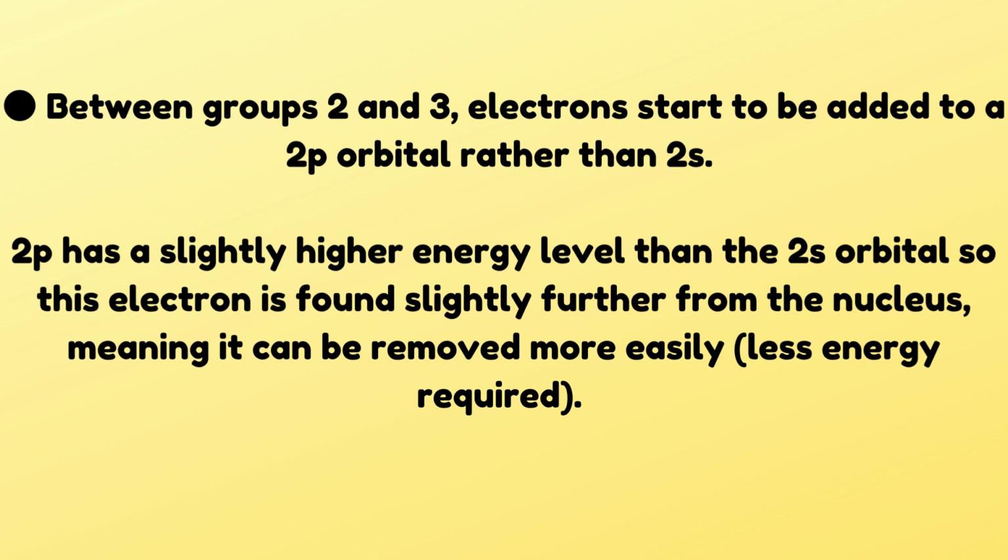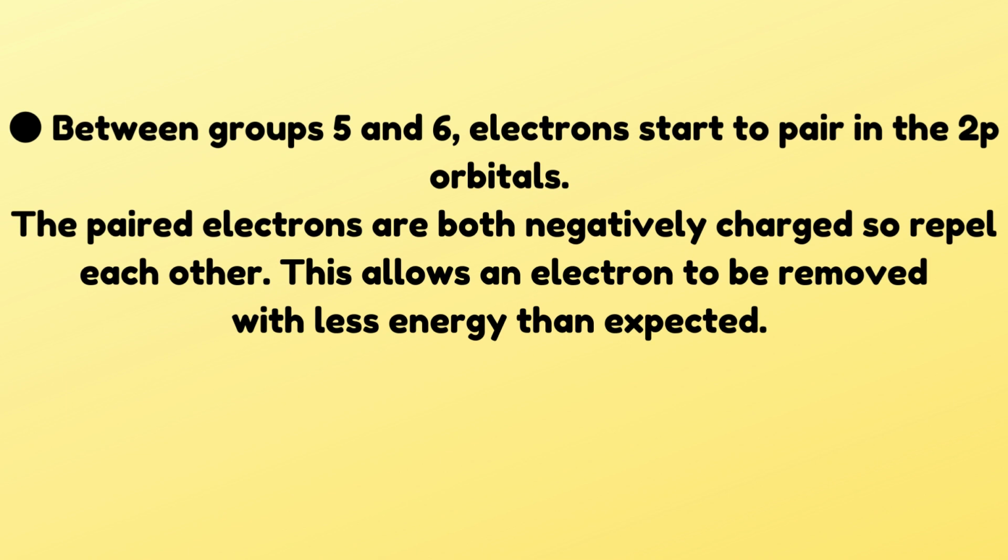Similarly, between groups 5 and 6, electrons start to pair in the 2p orbitals. When they are paired, there is a force of repulsion because both are negatively charged, so they repel each other. This repulsive force allows an electron to be removed with less energy than expected. So already they are ready to repel. That means a fewer amount of ionization energy is required to remove an electron from the paired state.